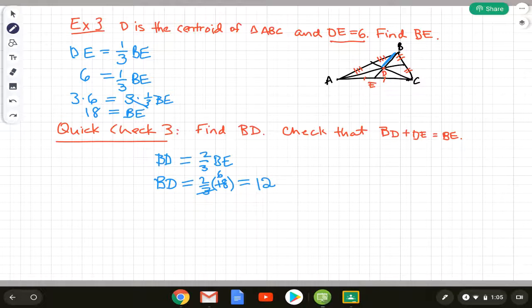Now they also told me to check that BD plus DE equals BE. So we said BD was 12, and I knew that DE was 6. That equals 18, and that checks out because BE was equal to 18.